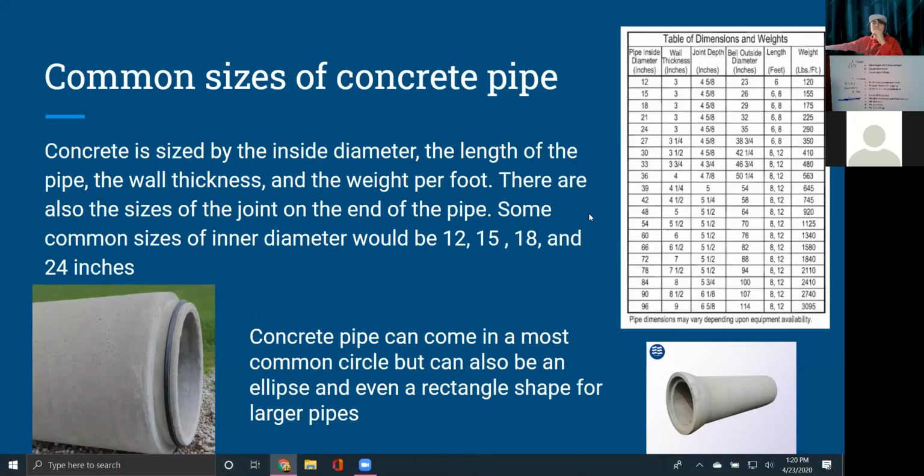Okay, some common sizes of concrete pipe. So there's four main ways that piping is sized: the inner diameter, the overall length of the pipe, the wall thickness, and the weight per foot of the concrete pipe. There's also two other sizes, which is joint depth and outside diameter, the bell outside diameter. Here on the bottom left, you can see this is the joint, and on the bottom right here is the bell. And there's also, as opposed to just circular concrete pipe, an ellipse shaped and a rectangular shaped pipe.